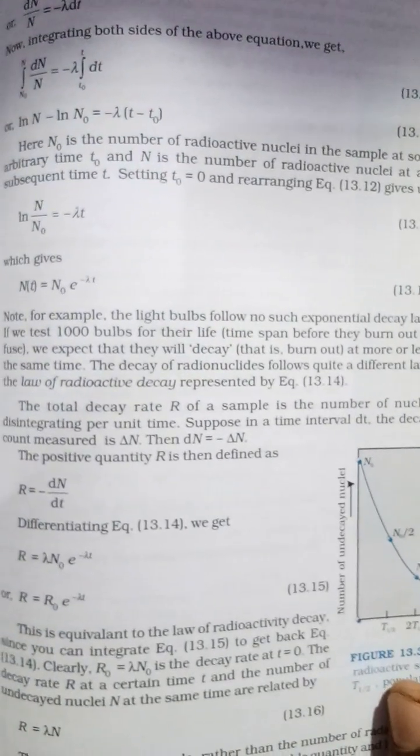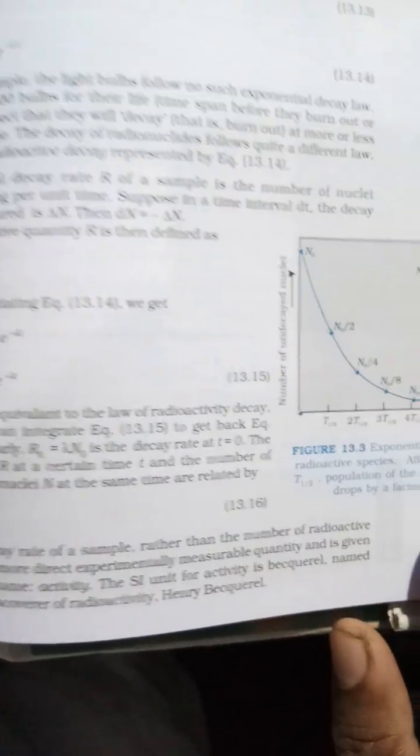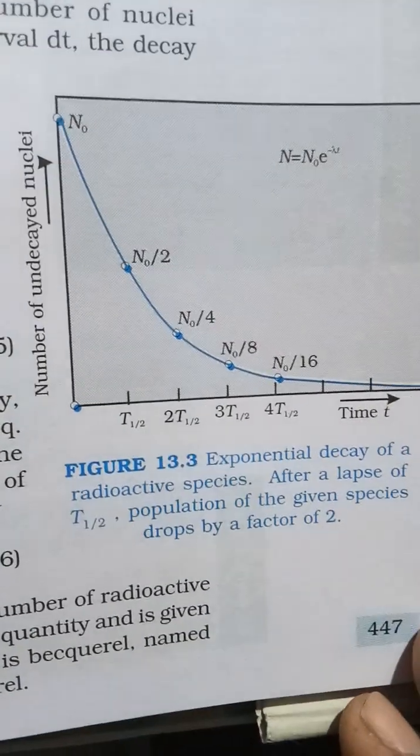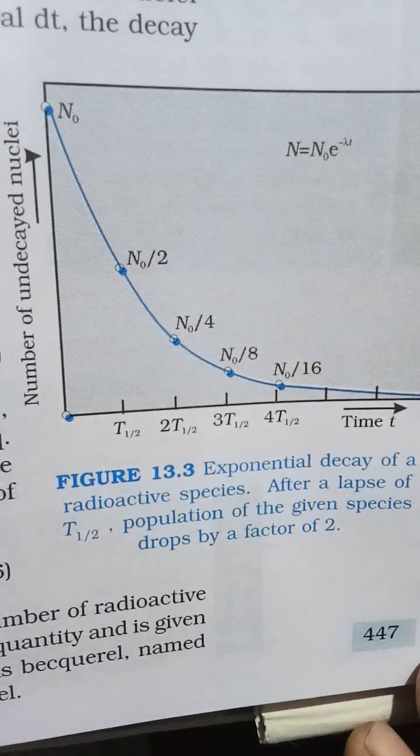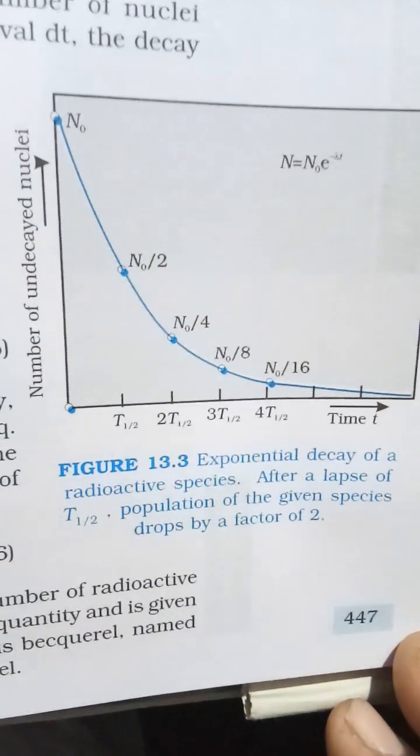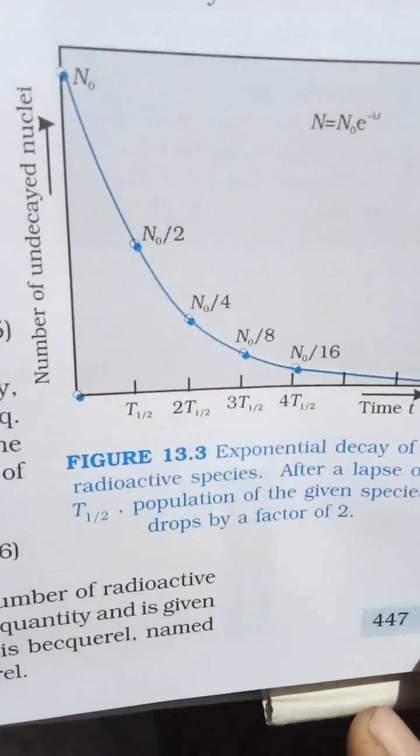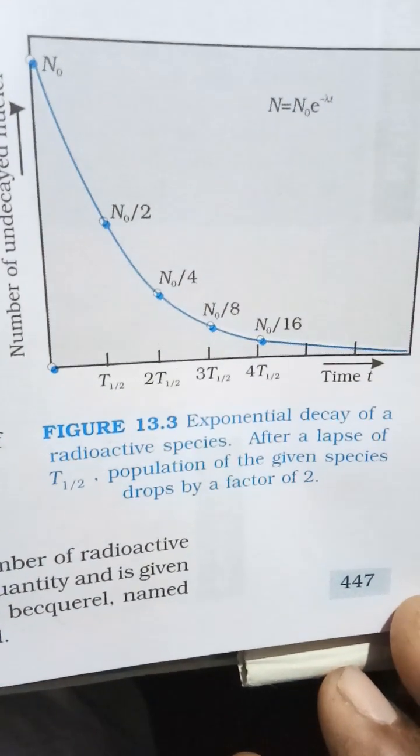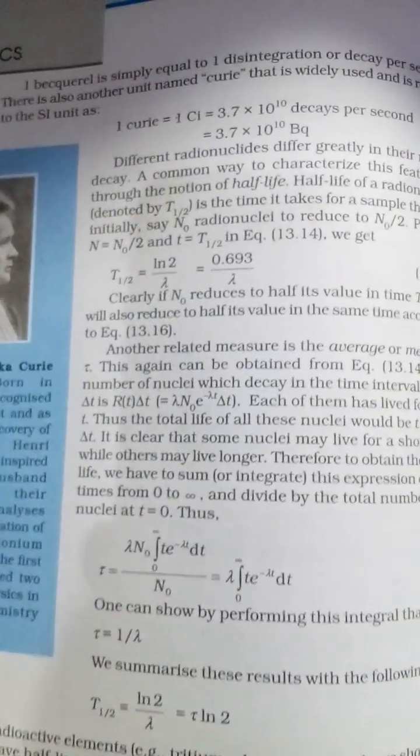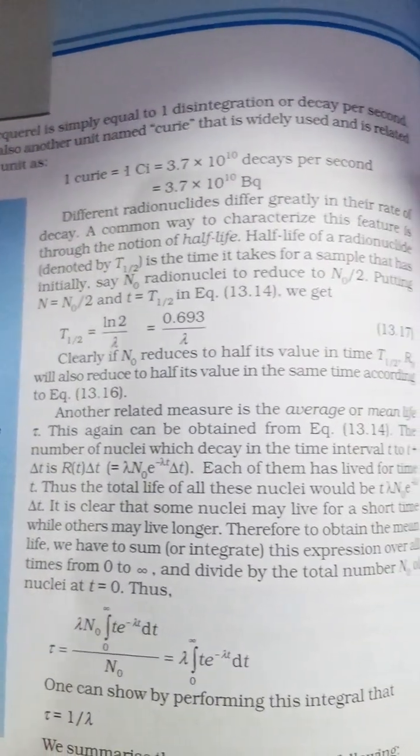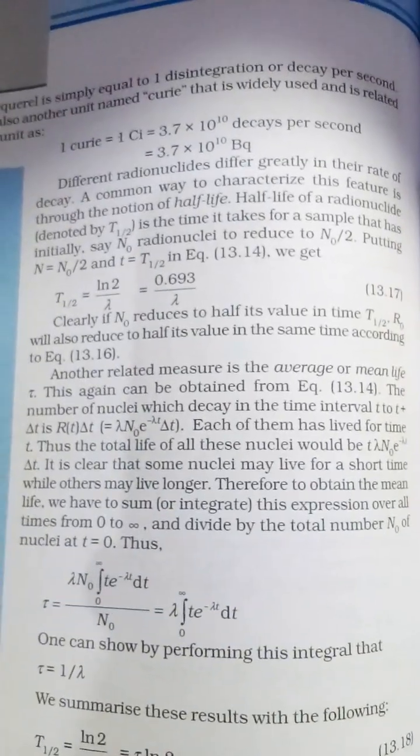Here you will see the leftovers, and with the help of this picture you can see the full picture of exponential decay of a radioactive species. After a lapse of one half-life, the population of the species drops by a factor of 2. The becquerel is simply equal to one disintegration or decay per second.